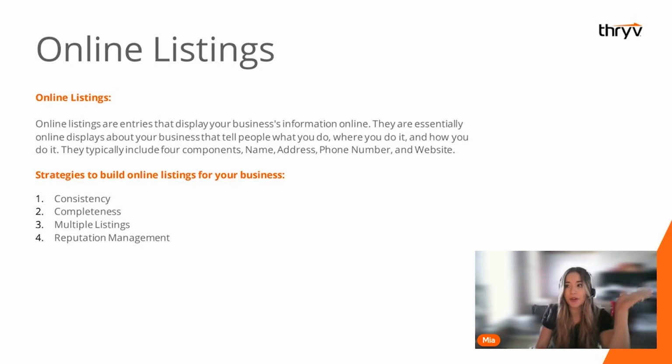So with all that being said, as you can see, we're going to transition over to really understanding the difference of online listings compared to online presence. So basically the online listing is going to be the entry where your business appears online. There are essentially online displays about your business that tell people what you do, where you do it, and how you do it. This typically includes four major components, which are your name, address, phone number, and website. These are the big four. They are most important to search engines and for your potential customers. They give people all the information they'll need to research, contact, and locate your business.